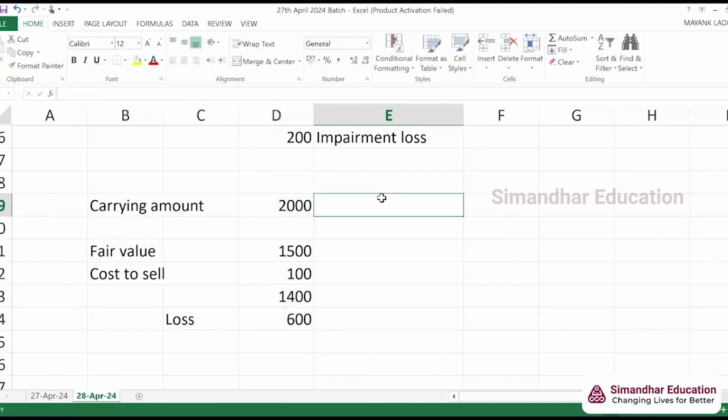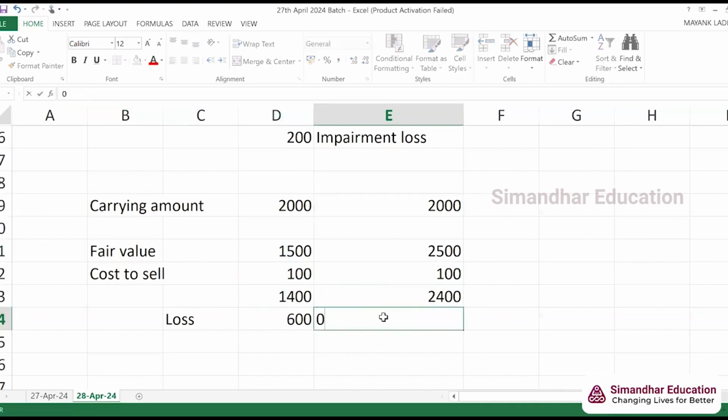So this 2000 minus 1400 will be recognized as loss. Okay. Now another scenario, carrying amount is 2000, fair value is 2500, cost to sell is 100, so the net amount is 2400. Here, because 2000 is the lower number, we will not recognize any loss, we will not recognize any profit. We will recognize profit only when it is ultimately disposed.